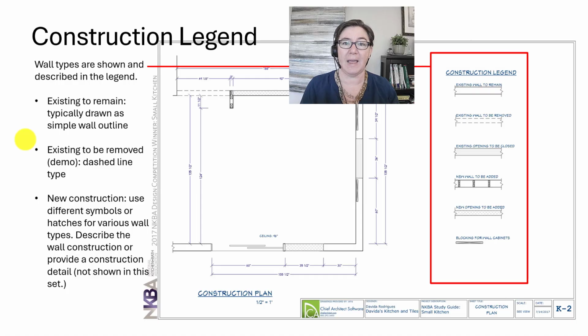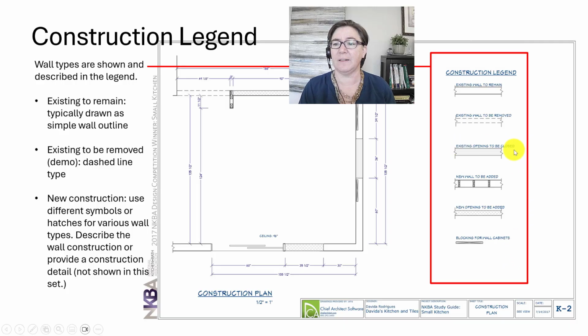The construction plan sheet also has a construction legend, and this typically shows and describes all of the different wall types and those symbols used on the plan. Here are the typical NKBA standards, and I am expecting you to use these specific standards. Your existing wall to remain is typically drawn as a simple wall outline. Your existing wall to be removed, this is demolished, is a dashed line type.